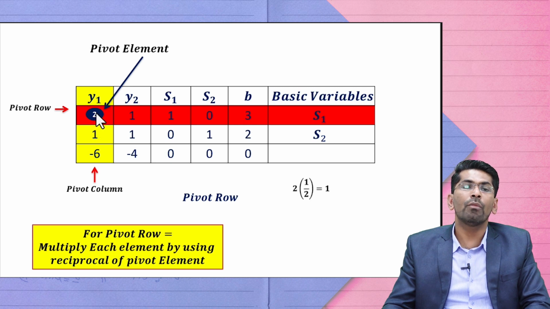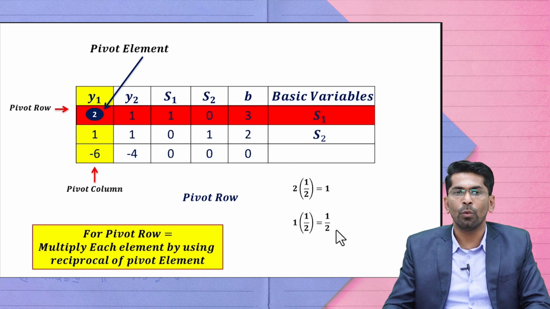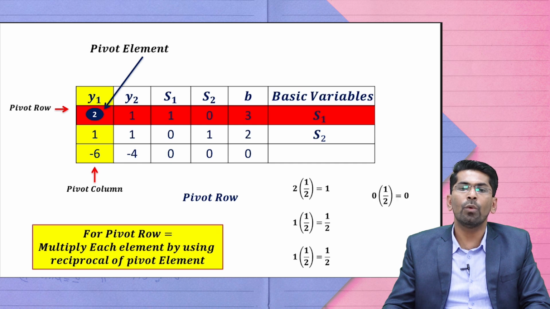So the reciprocal of the pivot element here is 1 by 2. By taking the first element, 2 into 1 by 2 is equal to 1. Then 1 into 1 by 2 is equal to 1 by 2. Again 1 into 1 by 2 comes out to 1 by 2. Then the next element is 0, that is 0 into 1 by 2, which is equal to 0. Then 3 into 1 by 2, which is equal to 3 by 2.